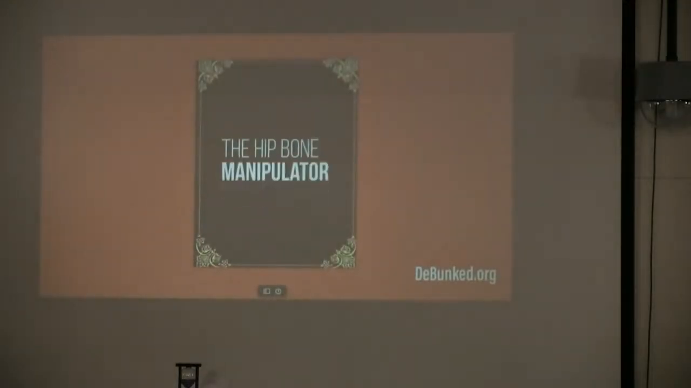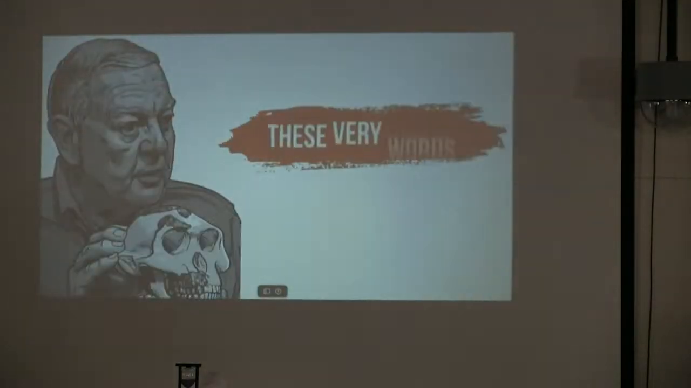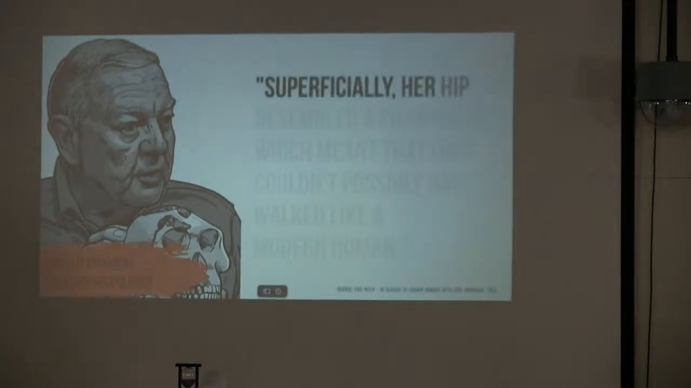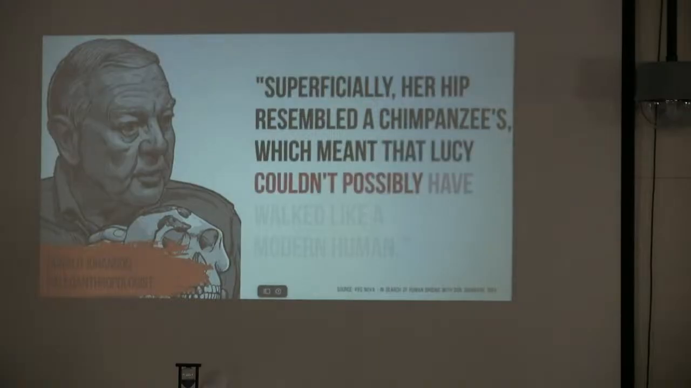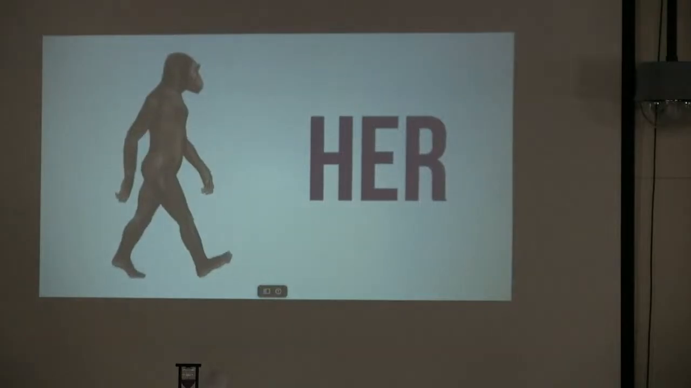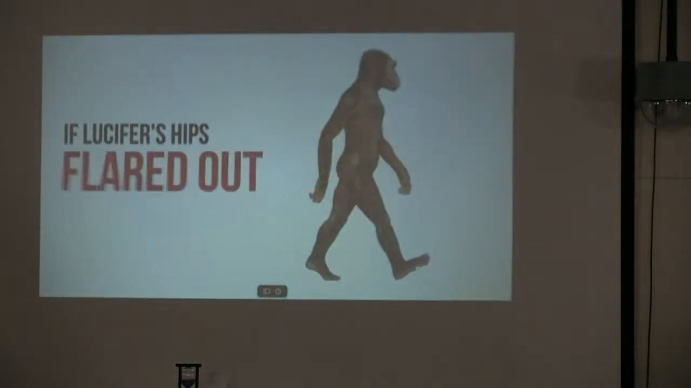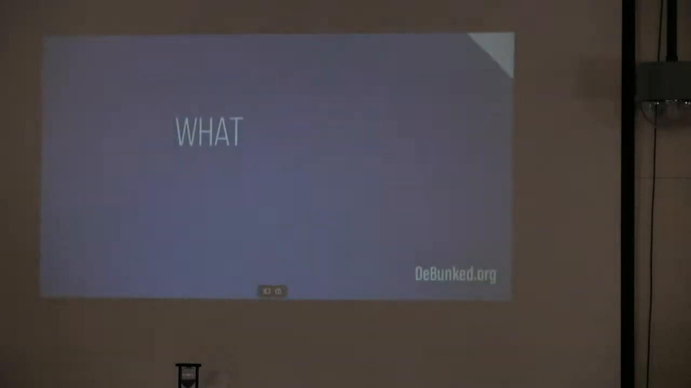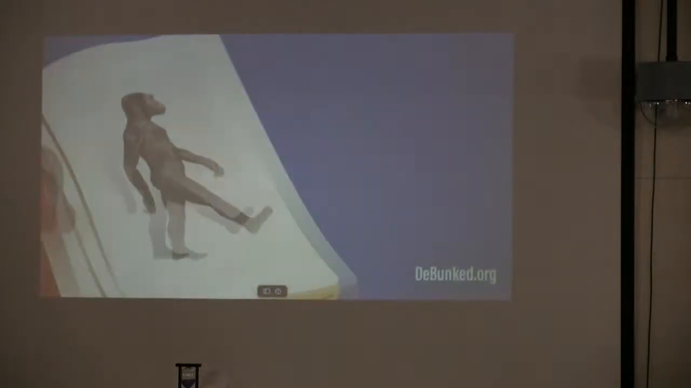Now, back to the great story that I call the hip bone manipulator. DJ said these very words about Lucy's hip bone after he discovered it. Superficially, her hip resembled a chimpanzee's, which meant that Lucy couldn't possibly have walked like a modern human. Yeah, I know he said her, but that's before he knew she was a he. I found it very confusing. Anyway, if Lucifer's hips flared out like a chimp's, making it so that it couldn't walk upright, what happened to change the hips so that what you see in museums and publications look like human hips?